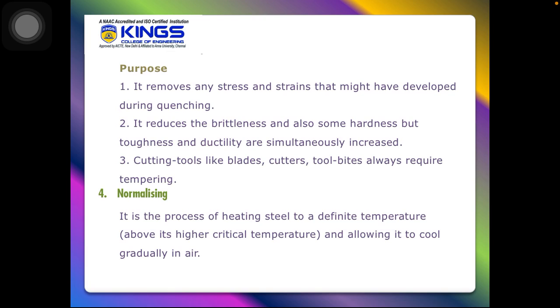The fourth heat treatment process is normalizing. It is the process of heating steel to a definite temperature above its higher critical temperature and allowing it to cool gradually in air.